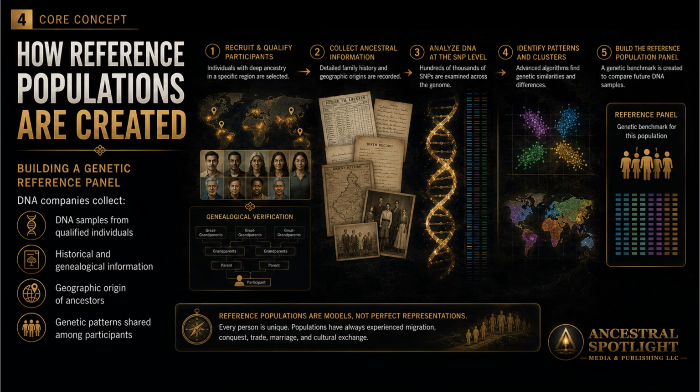Creating a reliable reference population is an enormous scientific undertaking. Companies must first identify individuals whose ancestry represents a particular region. Many companies prefer individuals whose grandparents or great-grandparents were born in the same area. This reduces the impact of recent migration and helps identify older regional genetic patterns. Researchers then analyze hundreds of thousands of SNPs across the genome, looking for patterns that appear repeatedly among individuals from that region. Advanced statistical techniques, including clustering algorithms and machine learning methods, are used to identify genetic similarities and differences among populations.